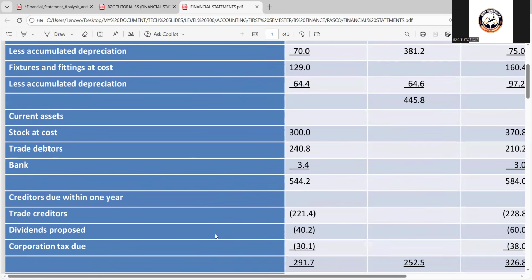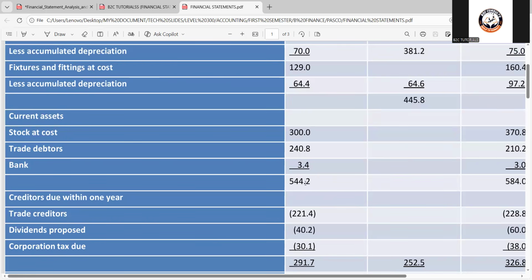Then your current liabilities are the creditors that are due within 1 year. Those that you are expected to pay within 1 year are your trade creditors, dividend proposed, and corporation tax. This question has given them to you, already summed up, which is 291.7. Now, when you divide the 544.2 by the 291.7, you have determined what we call the current ratio under liquidity.